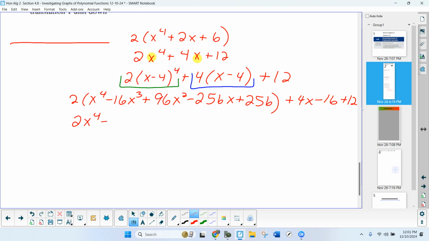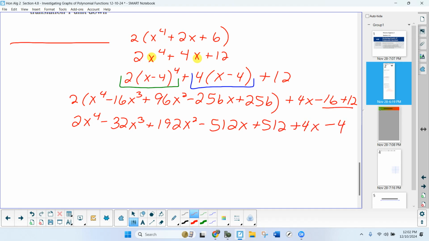2x to the 4th minus 32x to the 3rd plus 192x squared minus 512x plus 512, plus 4x. I'm going to put these two together, minus 4.